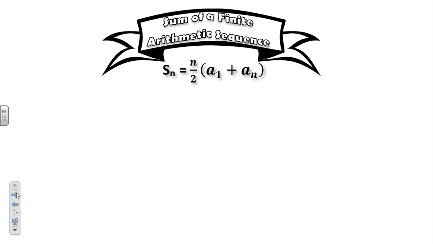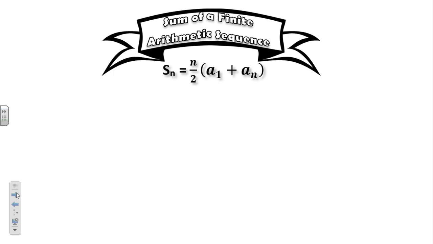But when we're talking about the sum of a finite arithmetic sequence, okay? In other words, we're finding the series for a finite arithmetic sequence. We're going to give you this formula that says if you want the sum of n terms, you take n divided by 2 times the quantity a1 plus a sub n. So n divided by 2 times the first plus the last. So far so good? Okay.